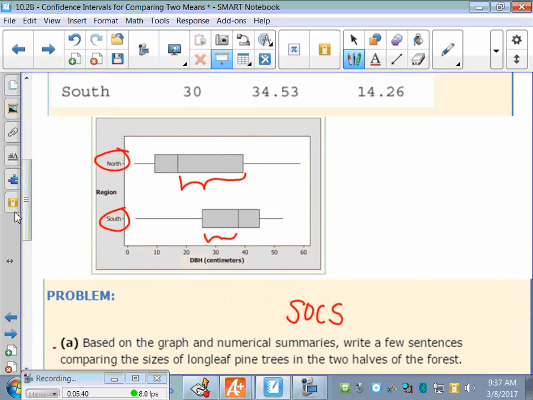Okay, so that was shape. Basically, you're talking about whether it's symmetric or skewed left or right. Okay, and then I did center next. So for the center of the graphs, raise your hand if there's something we could say comparing the center in the south to the center in the north. What do you think?